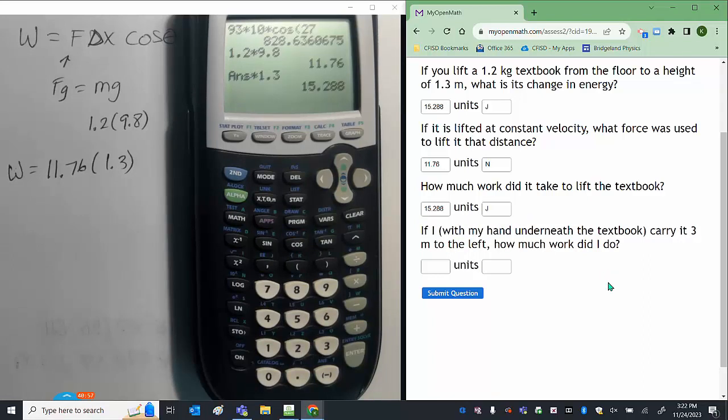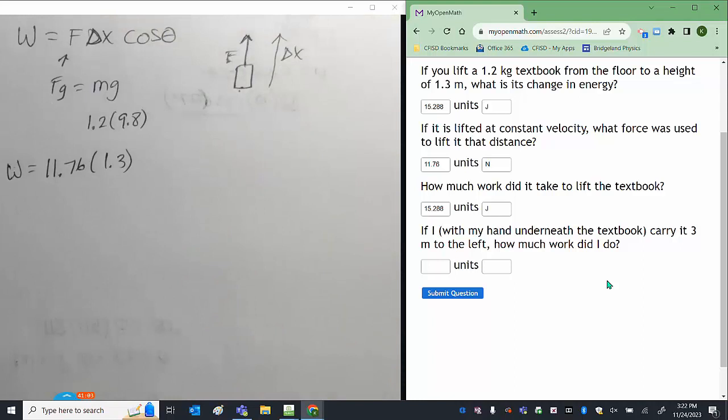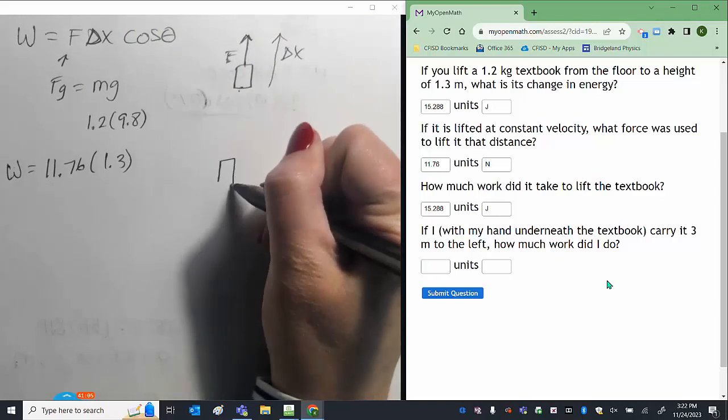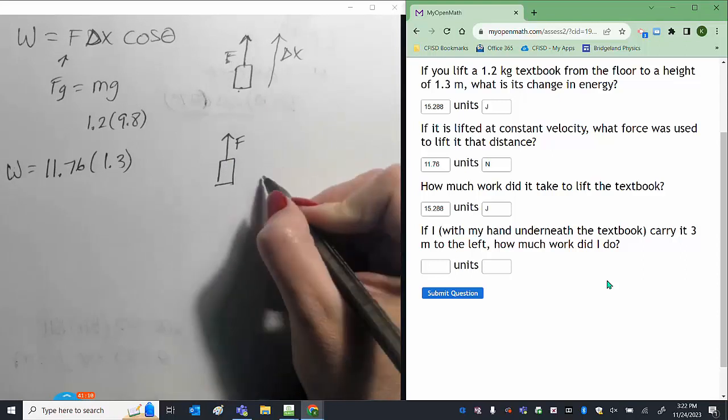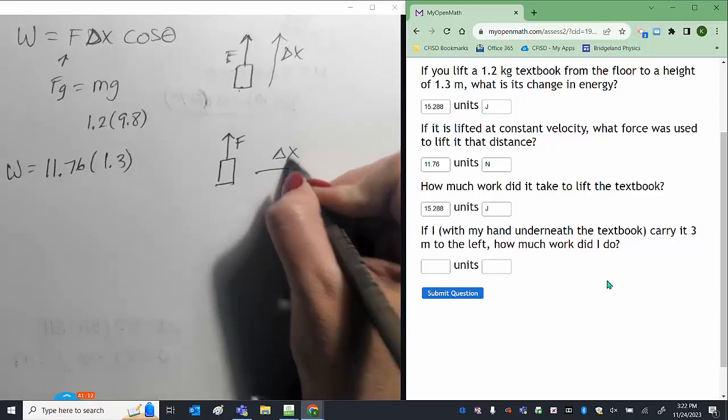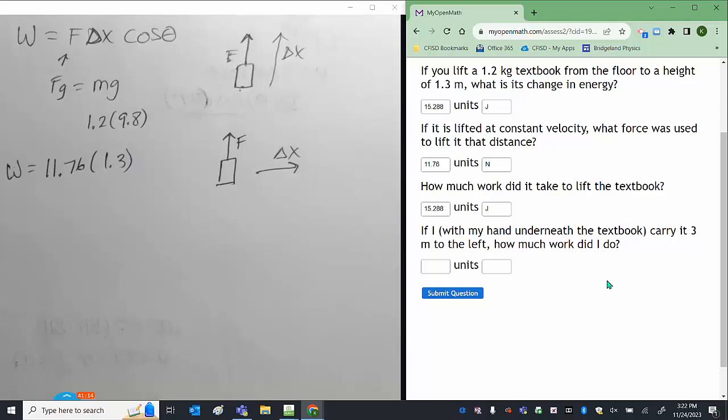If I, with my hand underneath the textbook, carry it 3 meters to the left, how much work did I do? Again, in this situation, you're holding something upwards, so you have to support the weight of it with a force. However, the displacement in this example is going this way. These are perpendicular to each other. Again, if no component of your force is in the same direction as your displacement, you don't do any work. Okay, and so again, you would have 0 joules of work in that case.